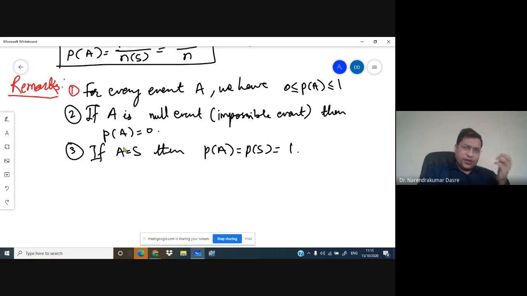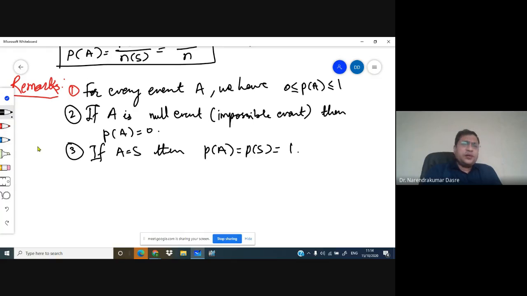Okay. And when we say the probability is going to be 1, so you toss a coin and you say my outcome is either head or tail. Definitely it will be either head or tail, and that's why you are considering all the sample points, and hence the probability of that event will be 1. Okay, so this is how we can have the probability of these events.